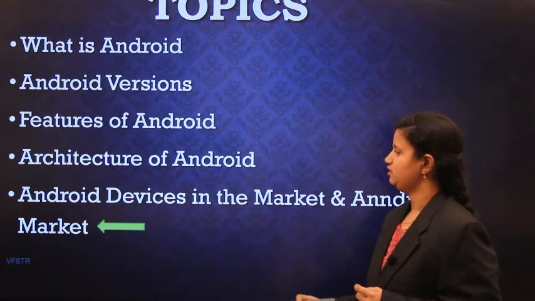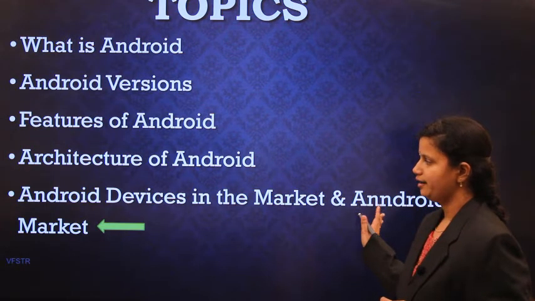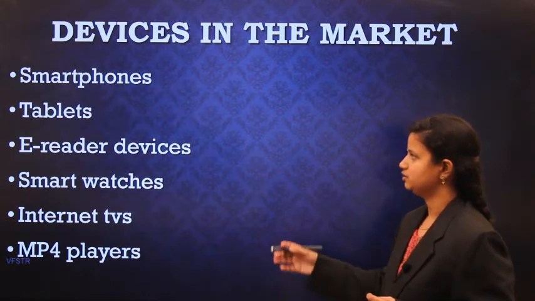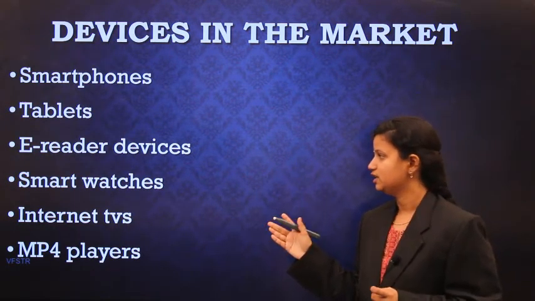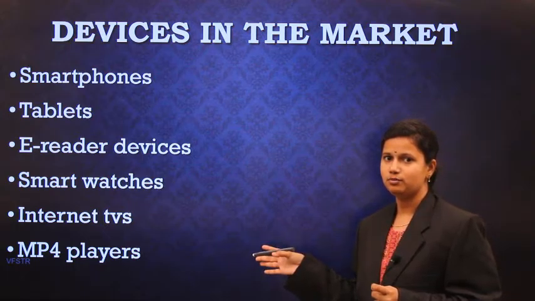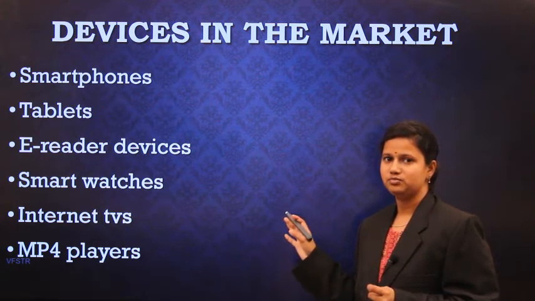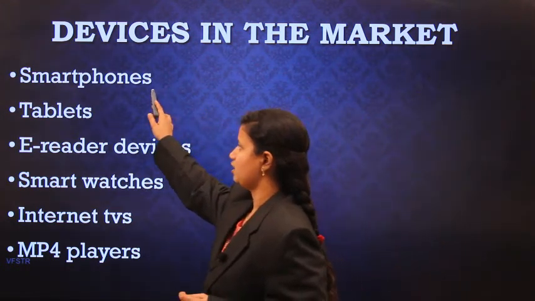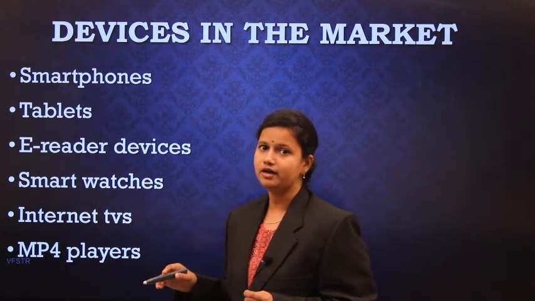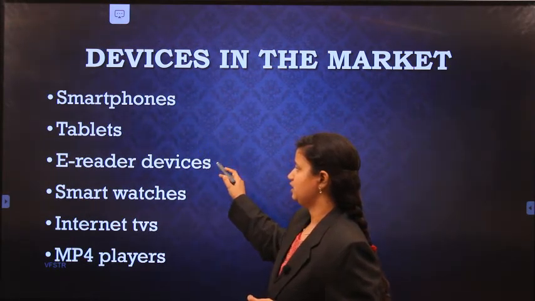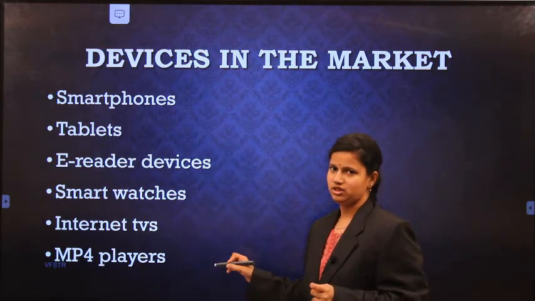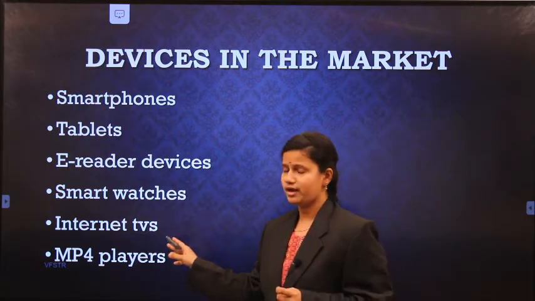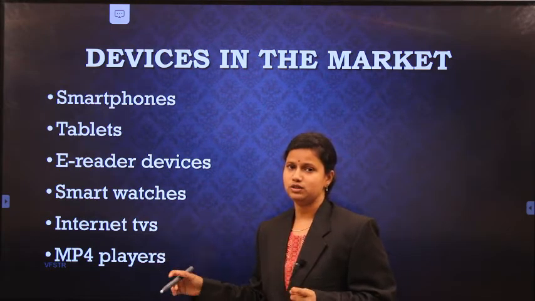So the next concept is Android devices in the market and the Android market. What are the different Android devices available in the market? They are smartphones, tabs, e-reader devices, smartwatches, internet TVs, MP4 players. These are the different devices available in the market. Earlier, only smartphones were available. But now we have e-reader devices and smartwatches, and different things. From internet TVs also we can access the net facility. So these are the different devices.